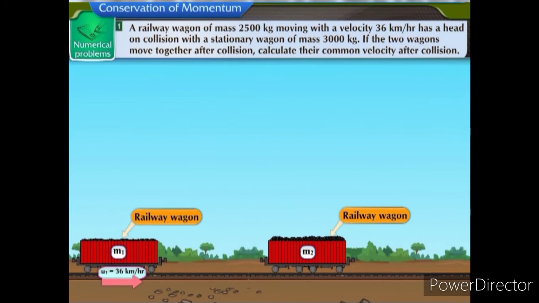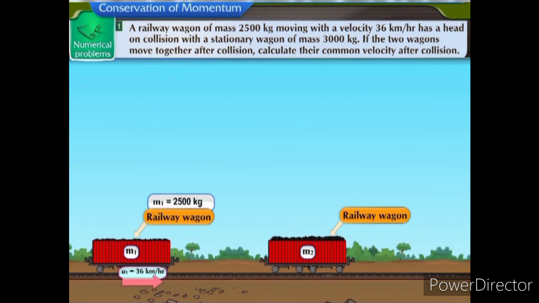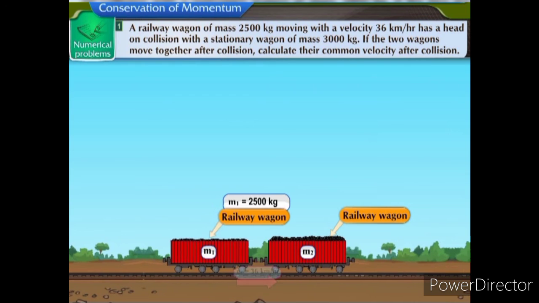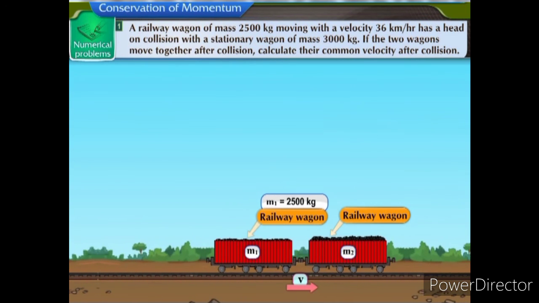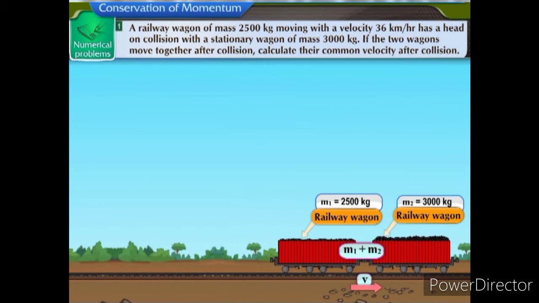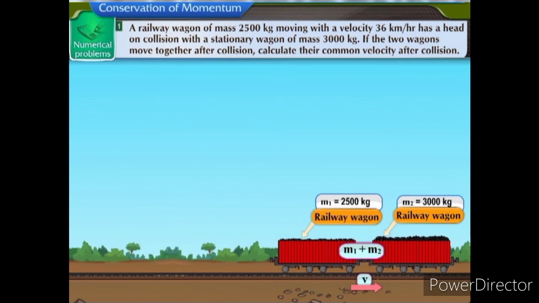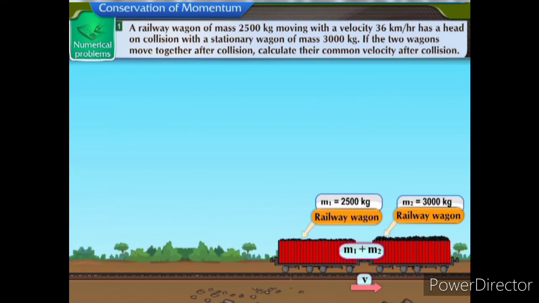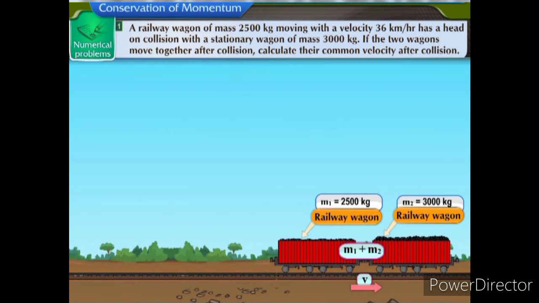Let us solve some numerical problems on what we have learned. 1. A railway wagon of mass 2500 kg moving with a velocity of 36 km per hour has a head-on collision with a stationary wagon of mass 3000 kg. If the two wagons move together after collision, calculate their common velocity after collision.